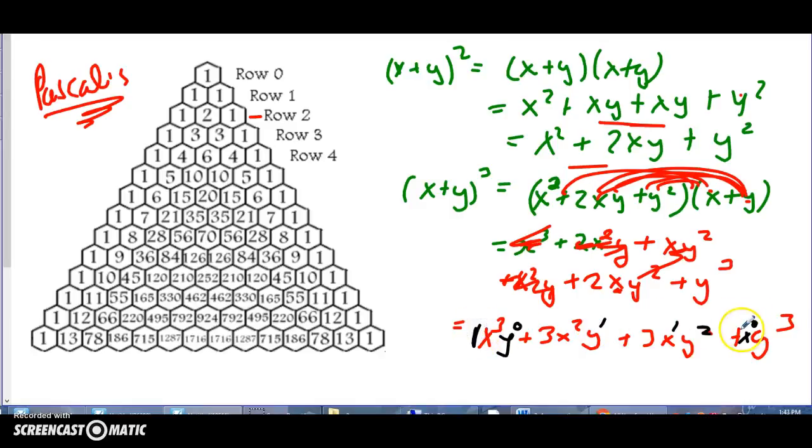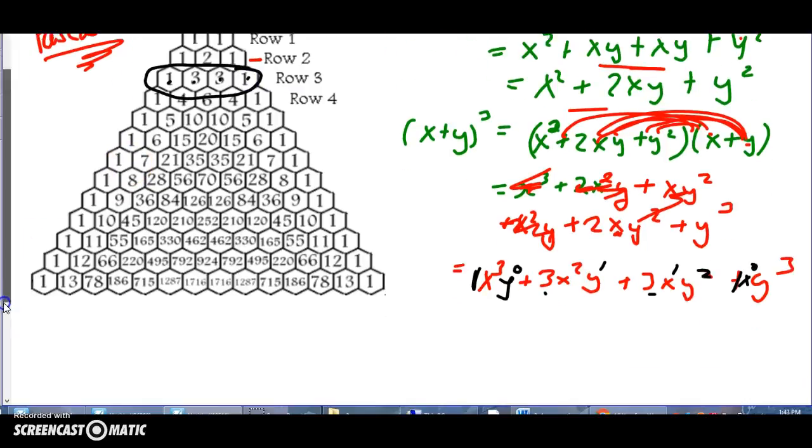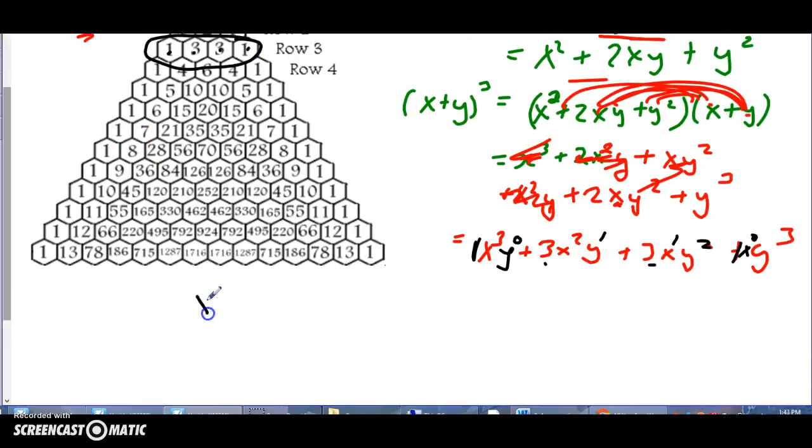Let's throw a 1 in front and a 1 in front here. How many x cubes do I have? 1. Okay. How many x squared, y squared do I have? 3, 3, 1. Do I see that anywhere? 1, 3, 3, 1. What would happen then if I wanted to find out what x plus y to the power of 4 is?